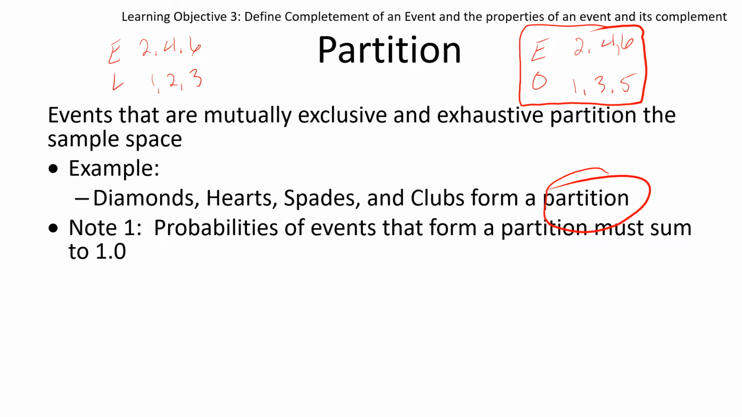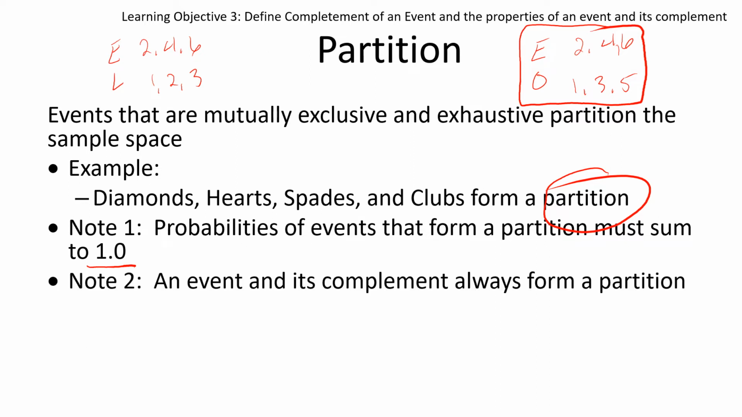Probabilities of events that form a partition must add up to 1, just like an event and its complement do. And finally, this is our third of the properties of an event and its complement. An event and its complement always form a partition. So an event and its complement, they are mutually exclusive, they are exhaustive, and they always form a partition. That is the 3 properties of an event and its complement.